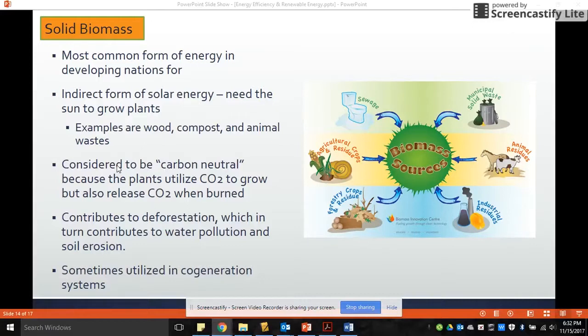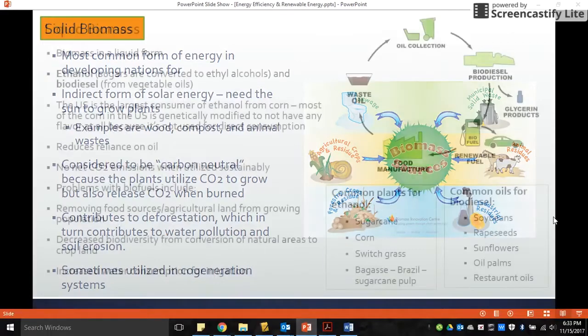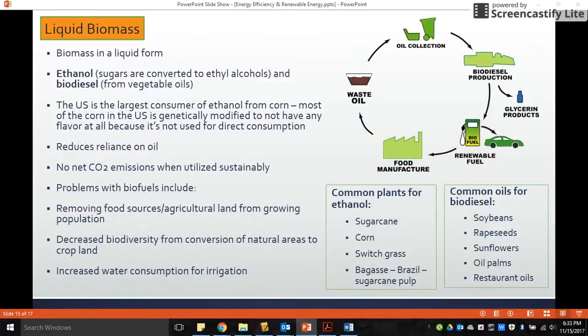And then if we're removing those trees, then we are increasing soil erosion and then increasing water pollution, which can be a major problem. The good thing about it is that if we utilize biomass in cogeneration systems, then we can increase the net energy yield of biomass because it is relatively low. Liquid biomass, on the other hand, is something like ethanol or a biodiesel. So in ethanol, your sugars from the plants are going to be converted into ethyl alcohols, and then in biodiesel, you're going to have some sort of oil from a plant product.